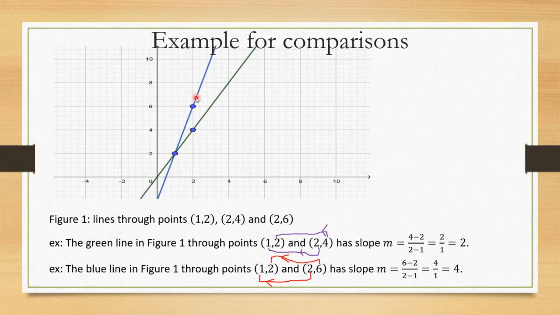But what else is happening? This line here, the blue line, the slope is bigger. And it's closer to being vertical. It's steeper. That's no accident either. The bigger the slope of a line is, the steeper it's going to be, if they're both positive. It's going to be closer to being vertical. Are there any questions about that?